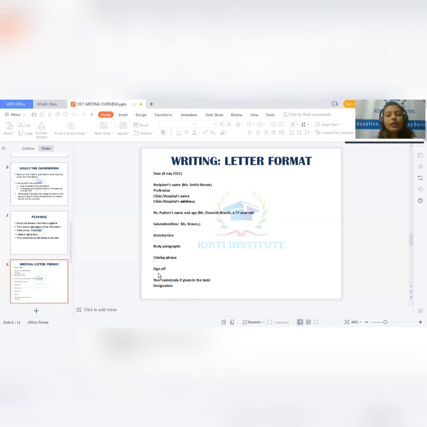Leave one line again, and write your name only if given in the task. Sometimes they start like, you are Sarina Chai, a registered nurse working for so and so patient. So for that day, your name is Sarina Chai, and you will have to close with that given name. Then write your designation, registered nurse. All right, this is the layout. This is the format of your letter. I hope you understood.